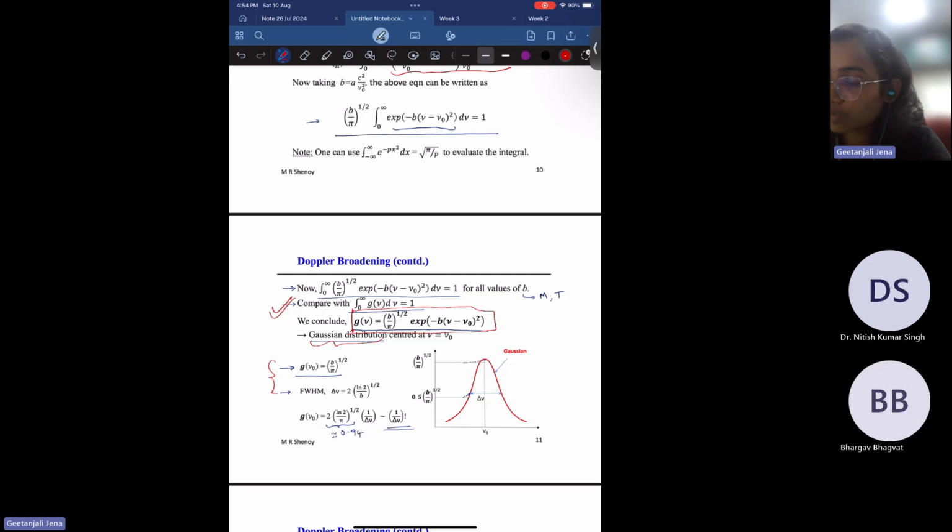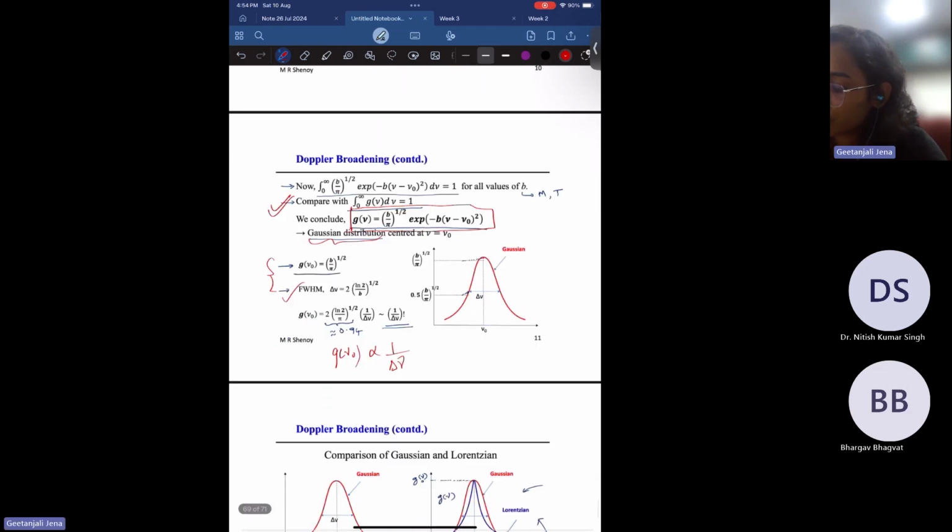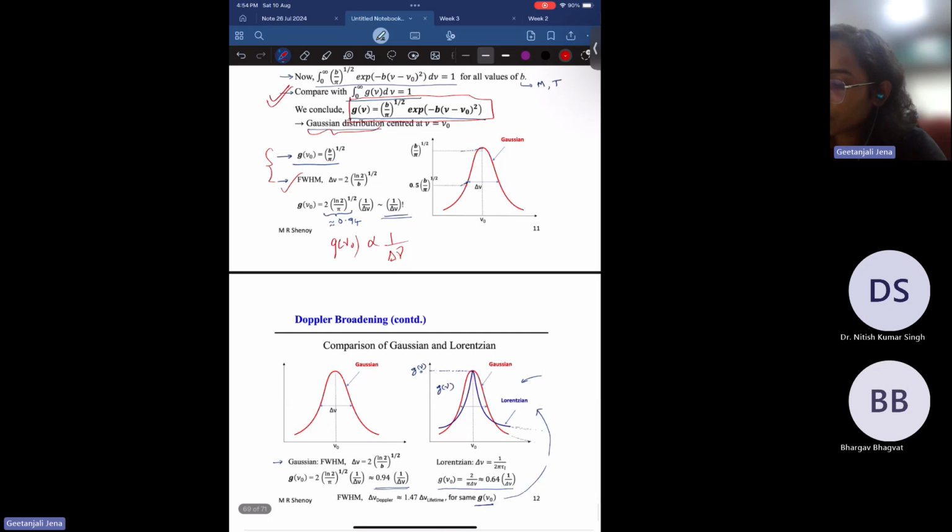G of nu 0 is root over b by pi, and the full width at half maximum is delta nu equal to 2 root ln 2 by b. So here also, G of nu 0 is inversely proportional to the line width. Okay, so this is all about Doppler broadening.